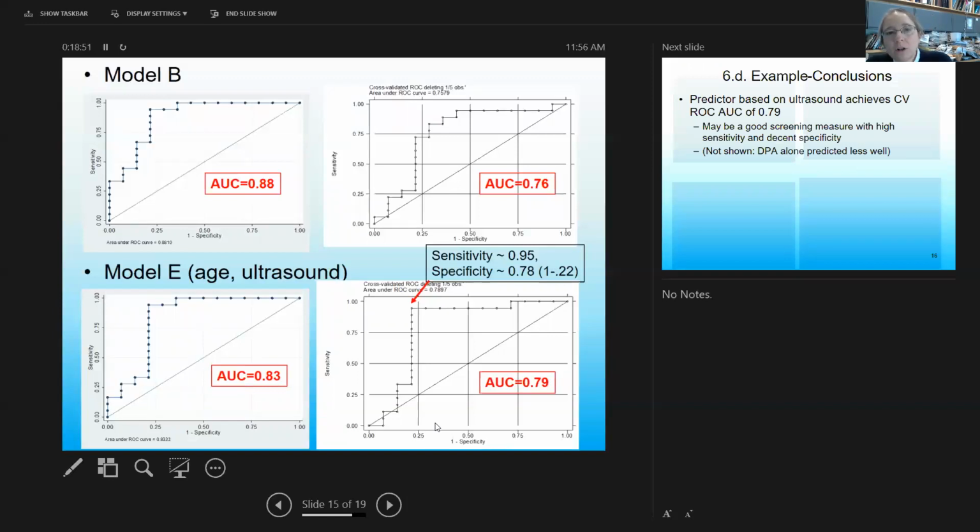And now, here are curves that compare two models, one with age, ultrasound, and DPA, and a second one with only age and ultrasound. If you compared those two models building and testing in the same sample, it would look like the former model was better. But once you cross-validate, on the right, now you can see that actually the model that includes ultrasound but not DPA appears to achieve better discrimination. And so once again, we can see the importance of this.